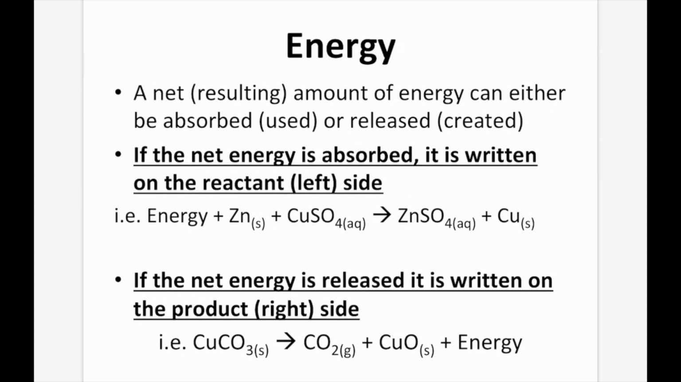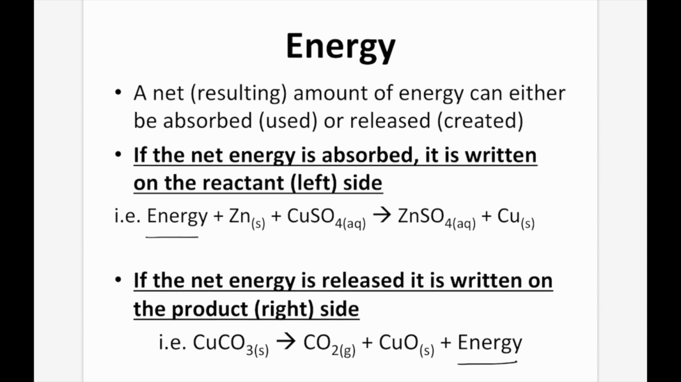Energy. A net or resulting amount of energy can either be absorbed, used, or released, created. If the net energy is absorbed, it's written on the reactant left side. So you can see in this example here, a net energy is used. If the net energy is released, it's written on the product side, as you can see in the second example. This doesn't mean that there's no energy used in the reactants in our second example. The difference is there's more energy produced. So you could write it as this.